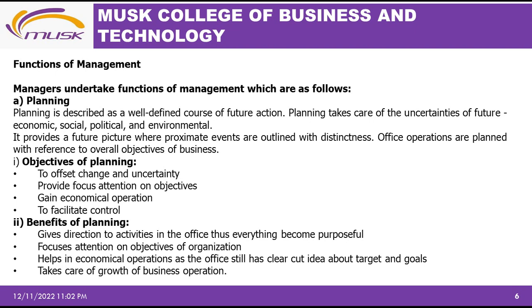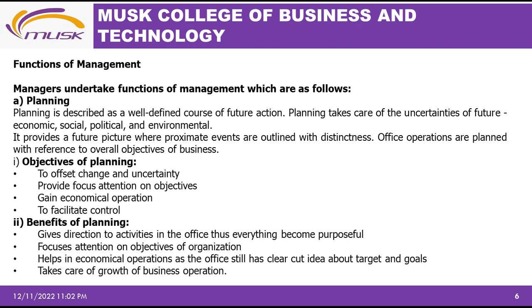Then functions of management. So under management, we discuss the functions of management. Function of management number one is planning, and we say that it is described as a well-defined course of future action. We're also saying planning takes care of uncertainties of future economic, social, political, and environmental factors. The other one is it provides a future picture where proximate events are outlined with distinctiveness. Office operations are planned with reference to overall objectives of the business.